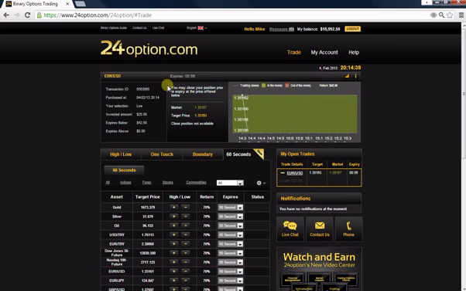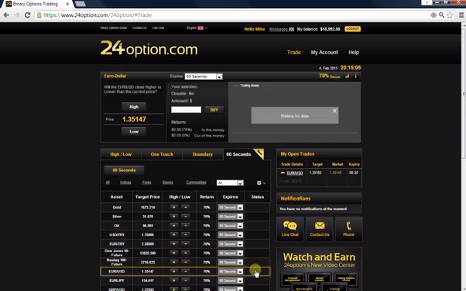Okay. And we purchased a put, and we're going to watch to see what happens here. Now, what's different about the 24options platform from other platforms is that you have to click in order to prepare your next trade. What I mean by that, this is the current trade, and it looks like we're winning this trade. But what we want to do is get the next trade ready, Euro US dollar.